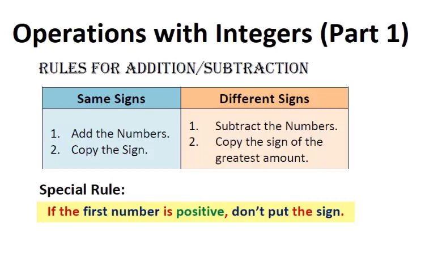Okay? Now, we're going to use a special rule when we get some answers. If the first number that we get is positive, we don't put the sign plus. When we talk about signs, we're talking about plus and minus. Okay? If two numbers have the same signs, it means both positive or both negative. If two numbers have different signs, it means one is plus, the other one is minus, or one is minus, the other one is plus.